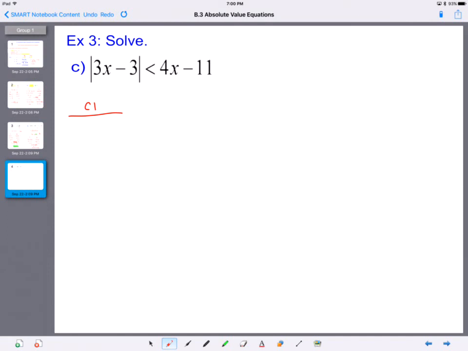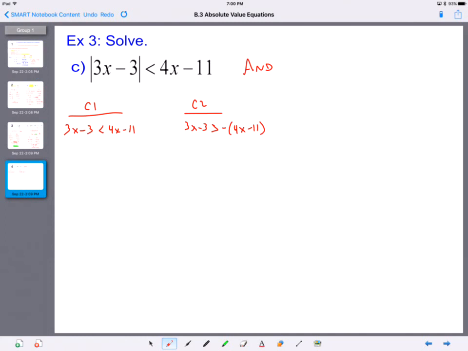You still want to say if it's less than, then we know it's an and statement. So with an and statement, we want values to be less than the original and greater than the opposite. So we have 3x minus 3 is going to be less than 4x minus 11, whatever that value is. And then case 2, you want 3x minus 3 to be greater than the opposite of whatever that number is.